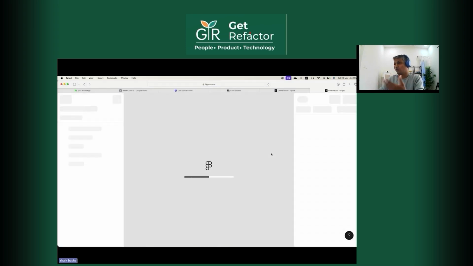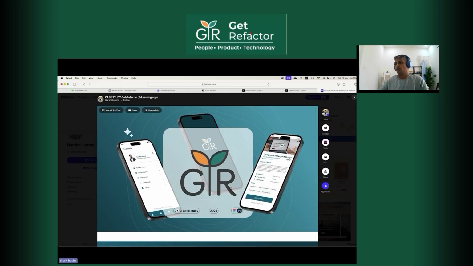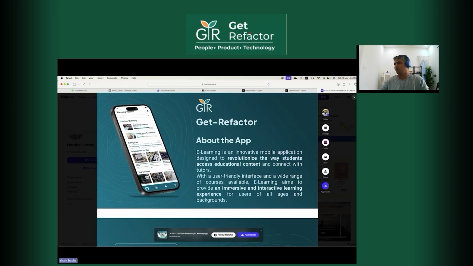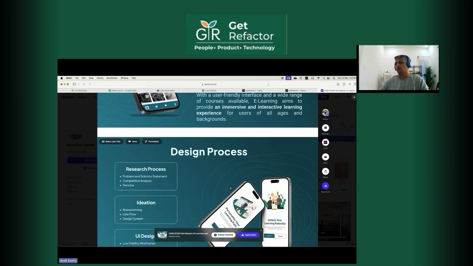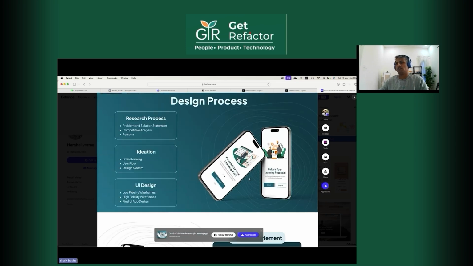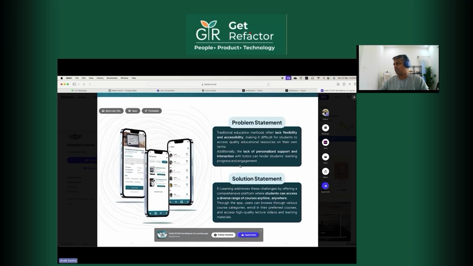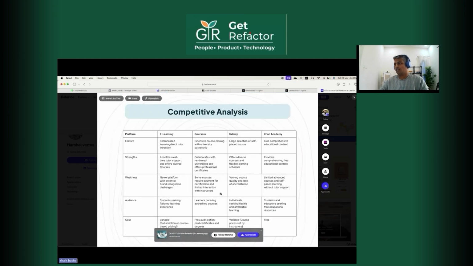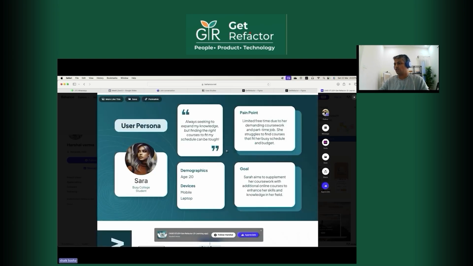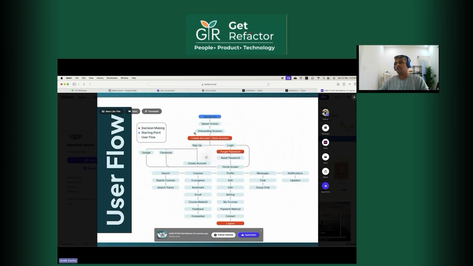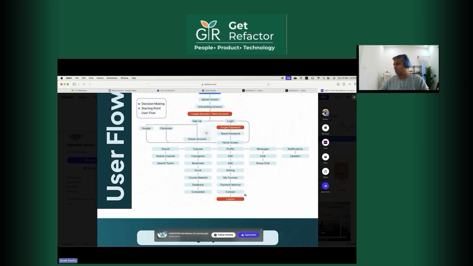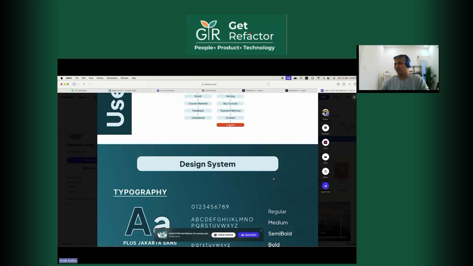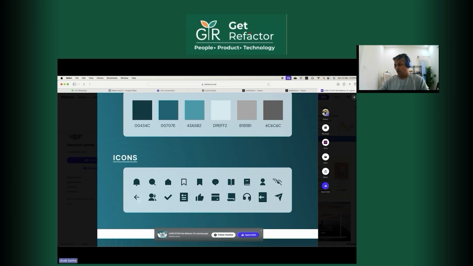So let me look into something which is the next level, the product itself, the tool itself. Okay. If you look at this, right? So this is the app that we were trying to build, right? So this is about the app and research process, ideation, brainstorming, the problem statement that we are trying to build. Okay. So solution statement, competitive analysis, and then user persona. And then we have the user flow, how this app will be looking like, right? Payment methods and all that, how the user will interact, design system, what kind of icons will be used.